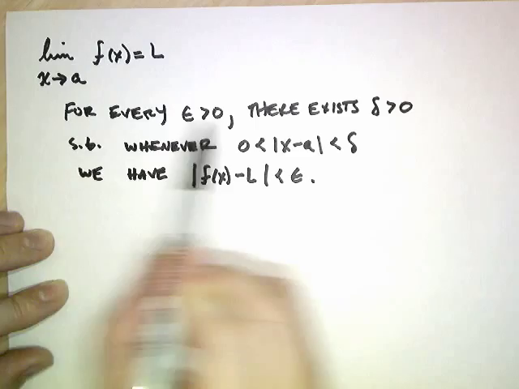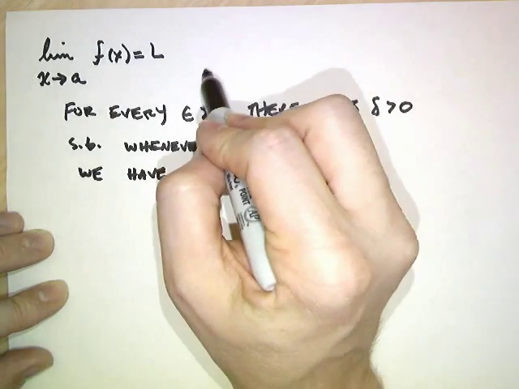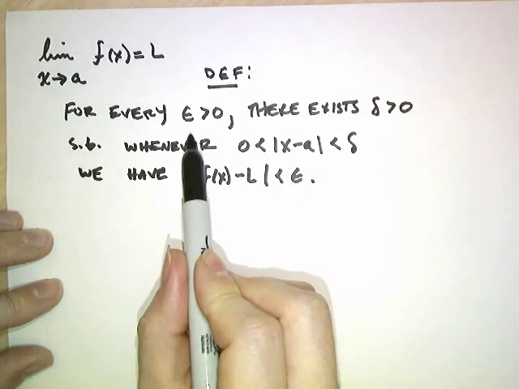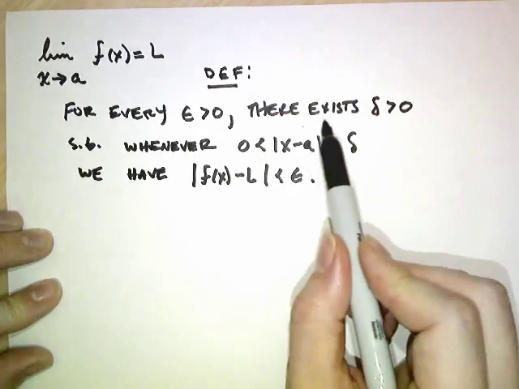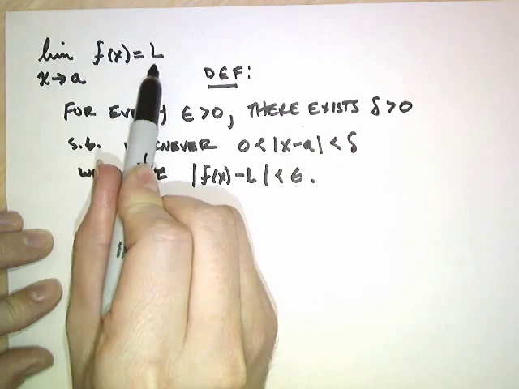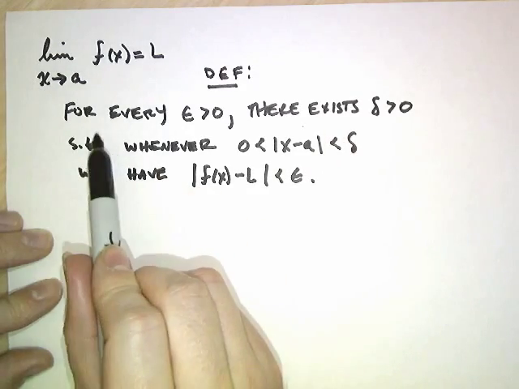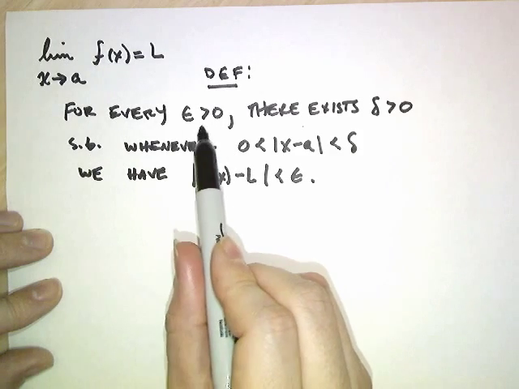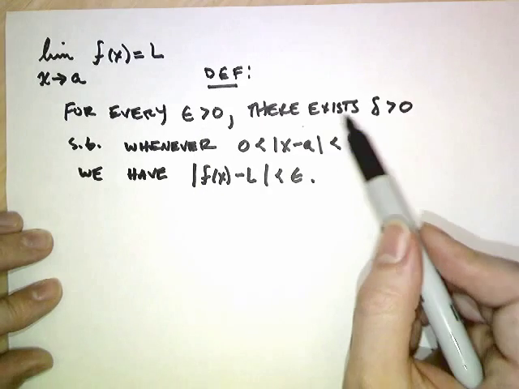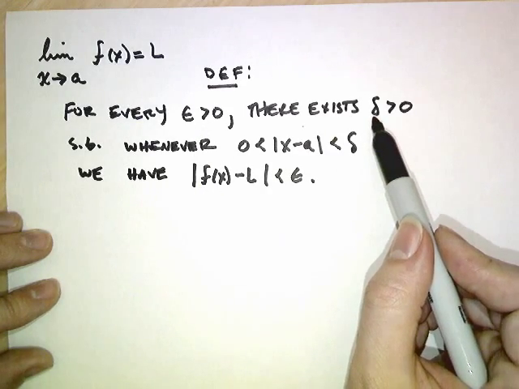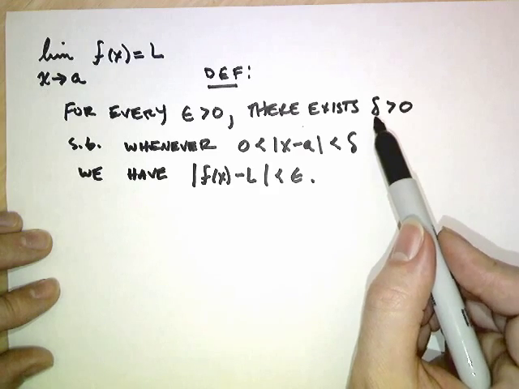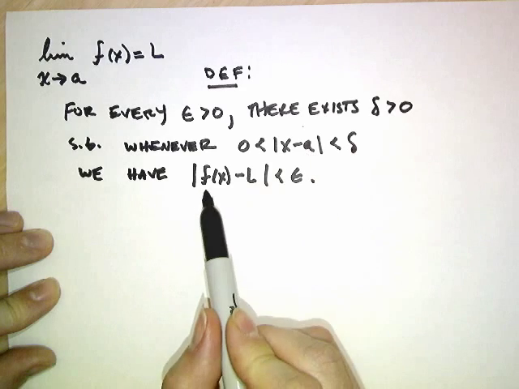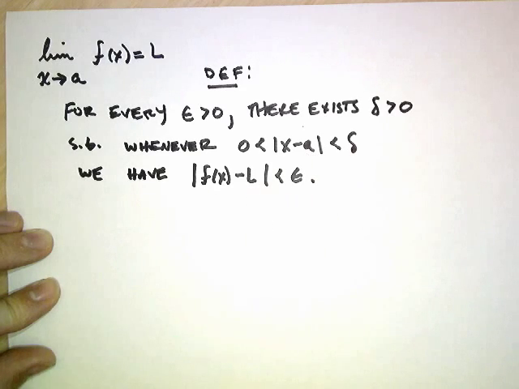This is the definition of a limit. If you look in your calculus textbook and they define a limit, this is what the definition will be. They'll say that the limit of f of x equals L as x approaches a, if for every epsilon greater than 0, so you pick an epsilon, say 0.00001, there exists a delta, maybe delta is 0.000000001, such that whenever x is within delta of a, f of x is within epsilon of L.